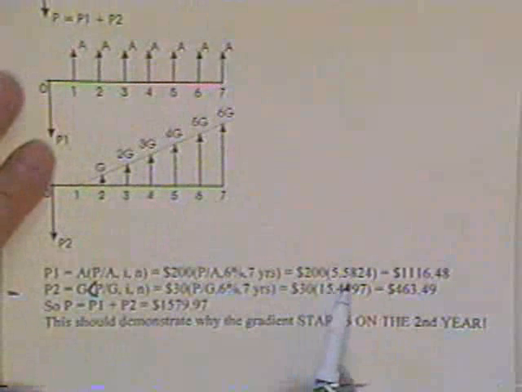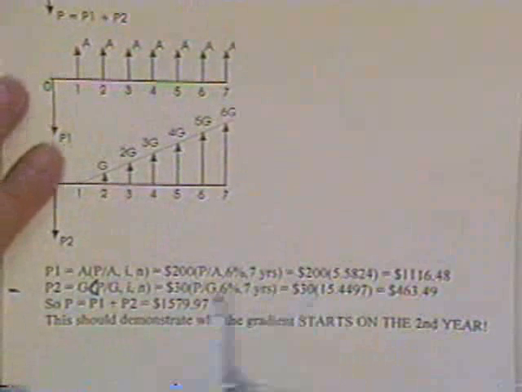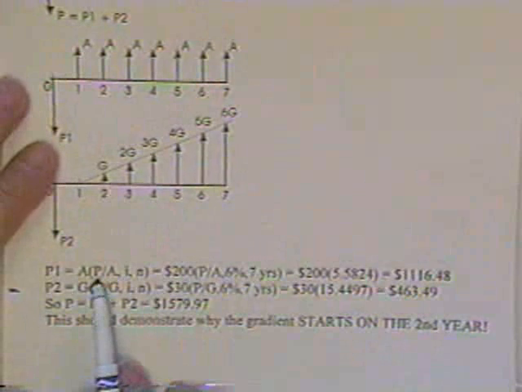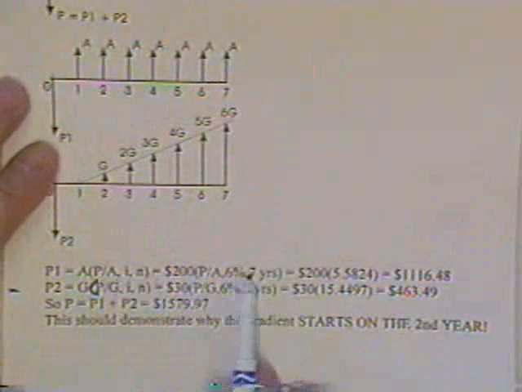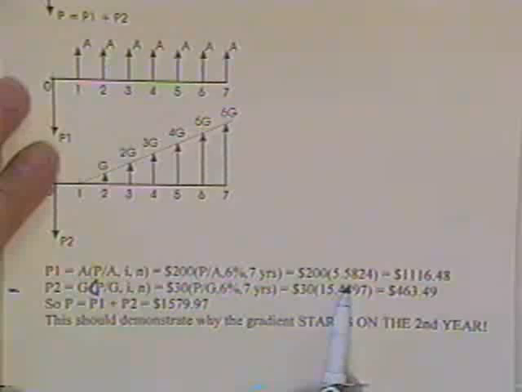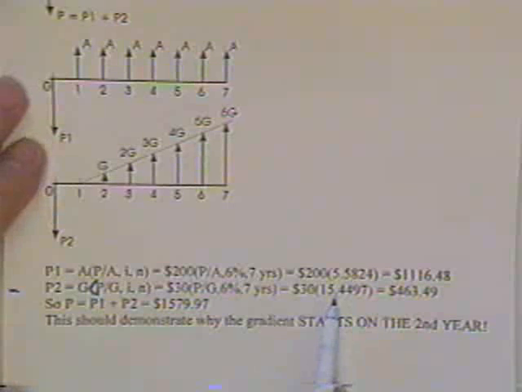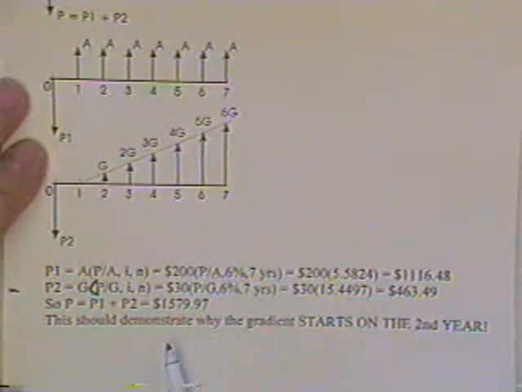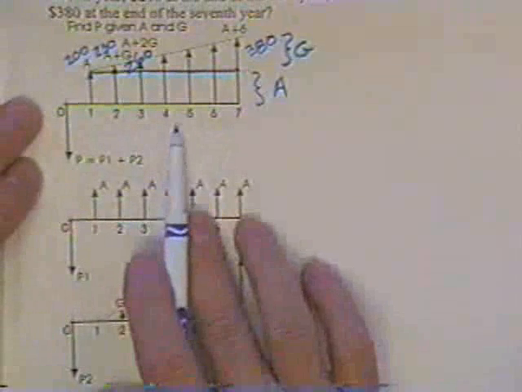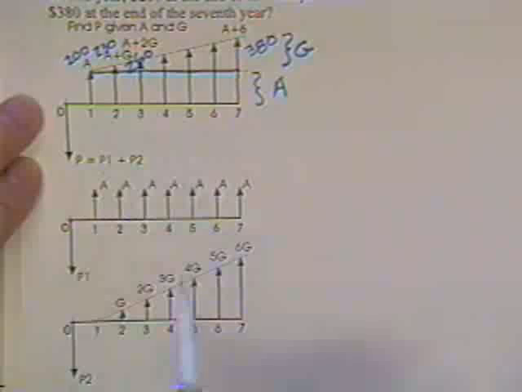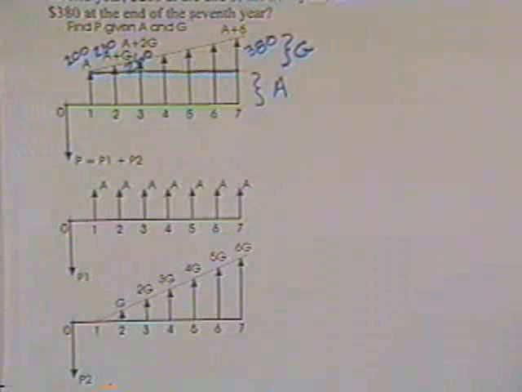Alright, then if you'll check the factors, you'll find that the factor needed to change an annuity into a present value would be 5.5824. To change a gradient into a present value is 15.4497, and you simply add them up. And that also should demonstrate why the gradient starts on the second year, because that really makes this kind of operation easy without moving that gradient around someplace else.